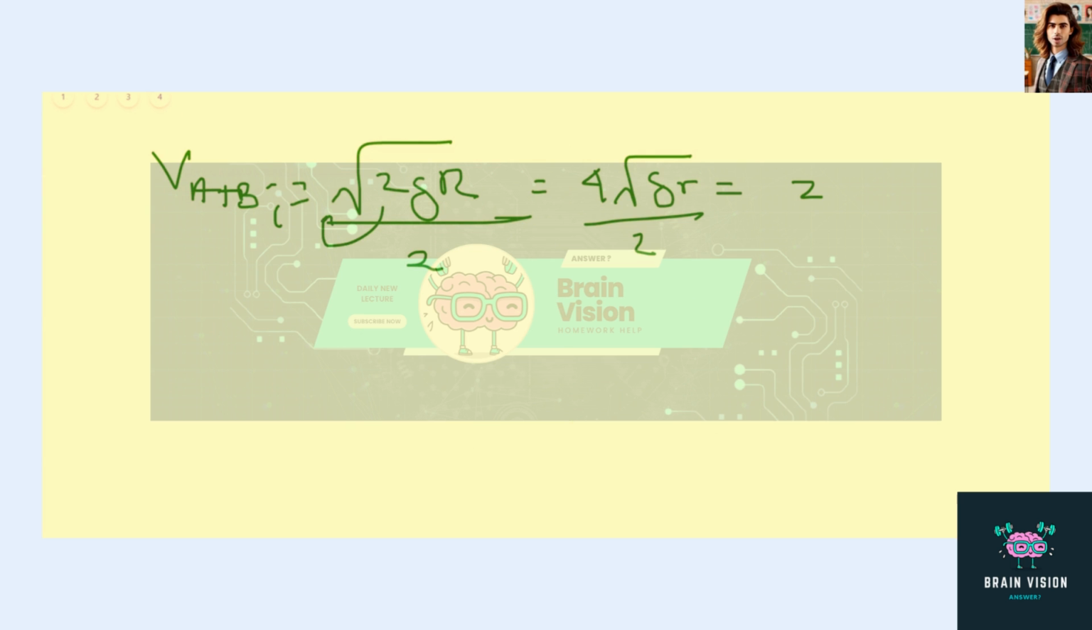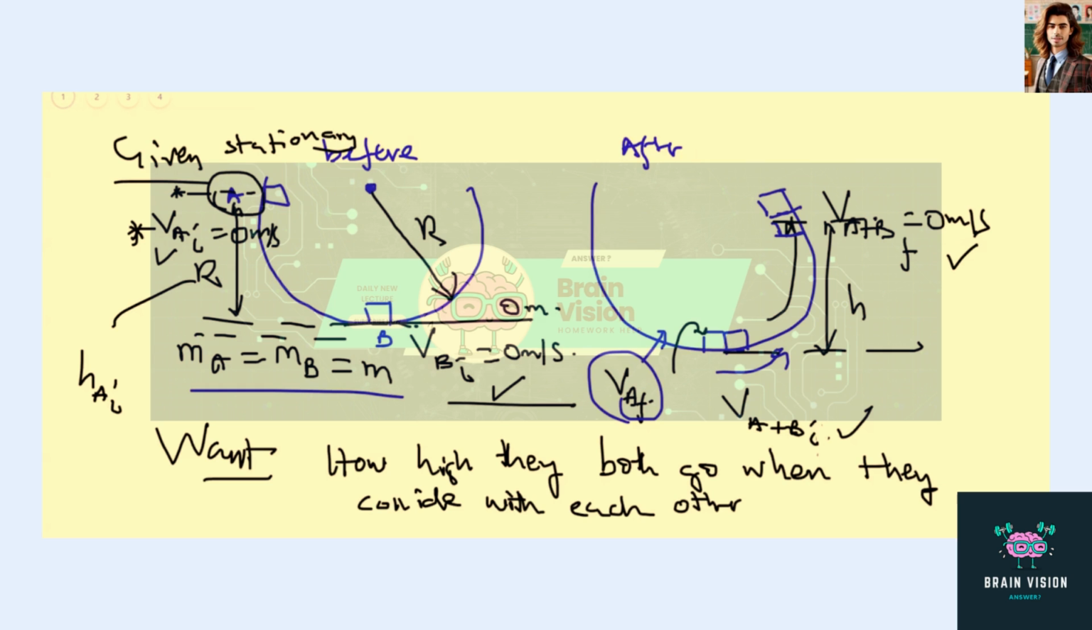When it comes out as 4, the m's cancel. So this is 2 radical gr, like that. Okay, 2 radical gr. So once again, we just want to make sure that our steps are right.